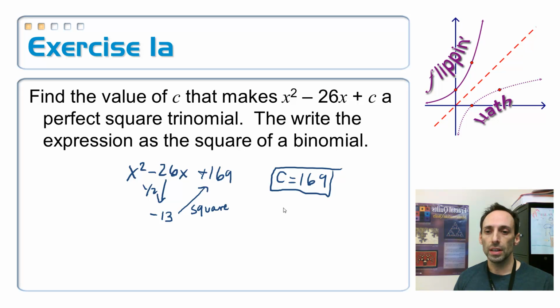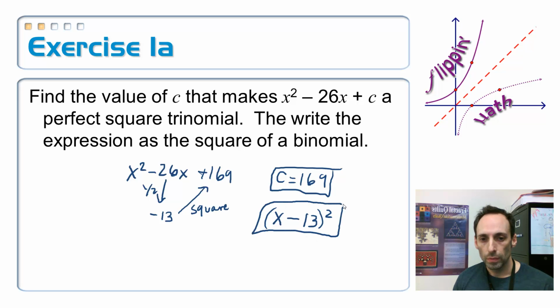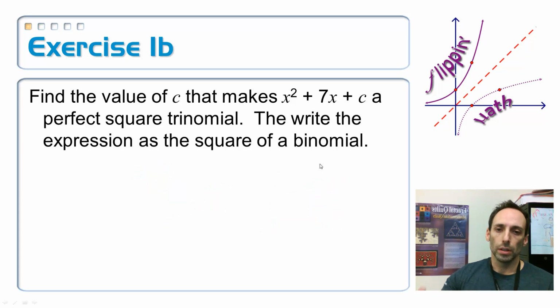Now to write this thing as the square of a binomial, it's x, keep the same sign that's in the middle, minus, and 13. And that 13 comes from whatever I got after I took half of the middle term. All of this squared. Piece of cake. Let's try another one. A little bit tougher because now we have an odd number as the middle term. So the instructions are still exactly the same. I want to try to complete the square on this.